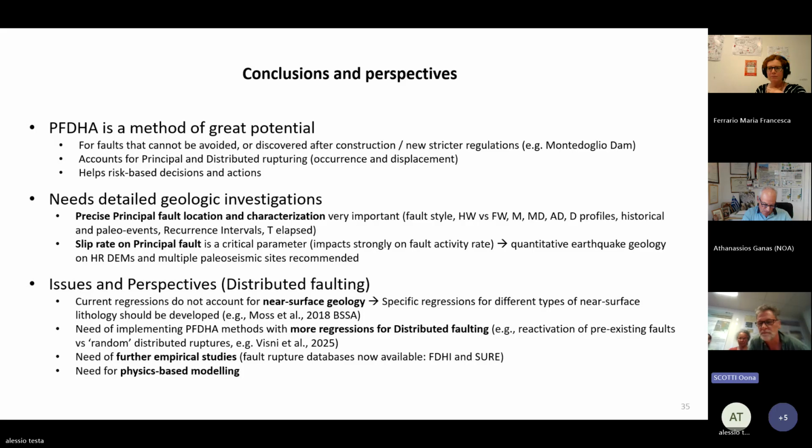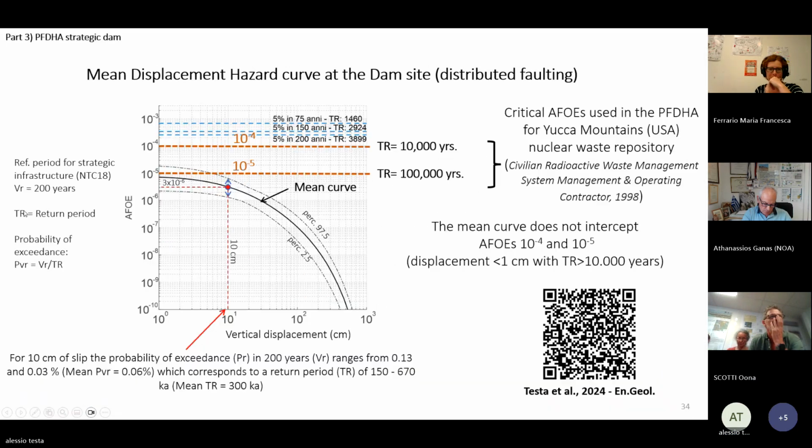Francesca, I have a question. Yeah, sure. Alessio, can you go back to the hazard curve? Yes. This one, the mean curve? Yes. Okay. So you indicate the 10 centimeters as a kind of value not to exceed, but do you have an engineering constraint on that, or do you think that even 1 centimeter in a dam could be a problem?